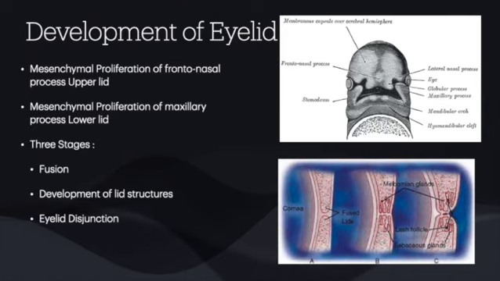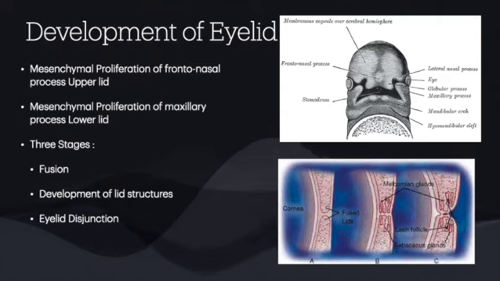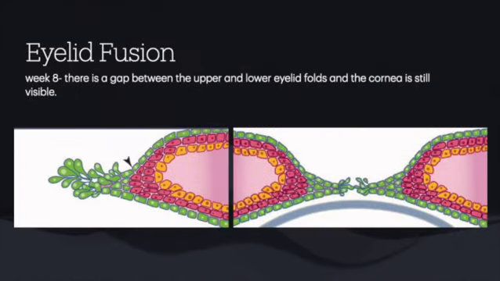The upper lid comes from mesenchymal proliferation of the frontonasal process, whereas the lower lid is from the mesenchymal proliferation of the maxillary process. In the above picture, you can see the frontonasal process and the maxillary process. Coming to the stages of development, there are three stages: fusion of the lids, next development of the lid structures, you can see in this picture, and finally eyelid disjunction. Let's see eyelid fusion.